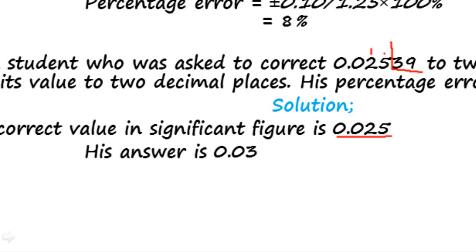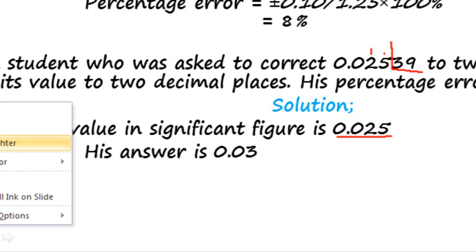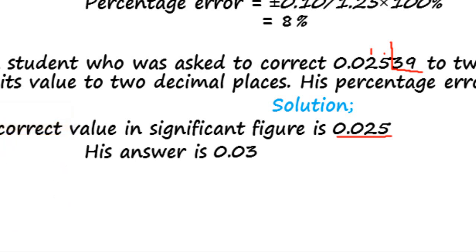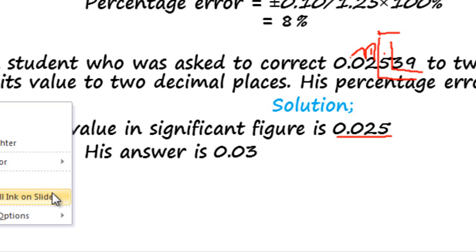0.03. I will show you if it is two decimal places. You are going to count 1, 2 from the decimal point, 1, 2. That means anything after this is rendered invalid. However, 5 is up to 5. You can round it up, 1 to 2, to get 3. That's why it got 0.03. Are you following now? That's why it got 0.03.